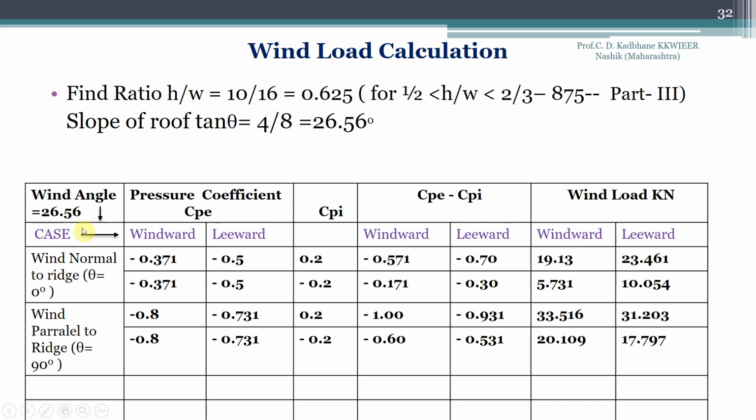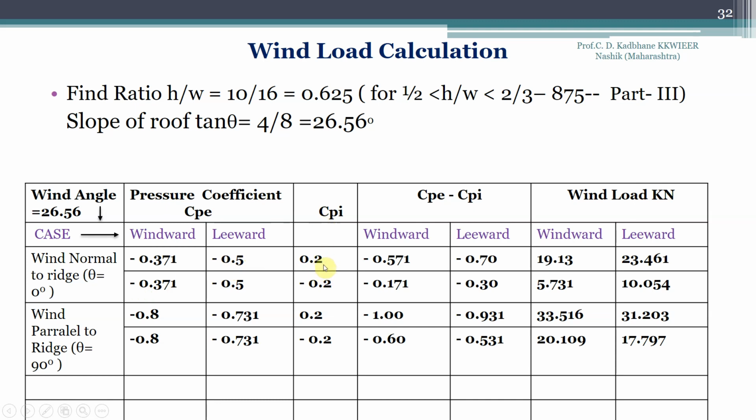Here we have prepared a table mentioning the wind angle, and the actual slope of our truss is 26.56. Here different cases, that is windward and leeward cases, are mentioned. For 0 degree angle, that means wind is blowing perpendicular to the ridge, in that case in the windward direction we are getting minus 0.37 and in the leeward direction minus 0.5. And internal pressure we have to consider.